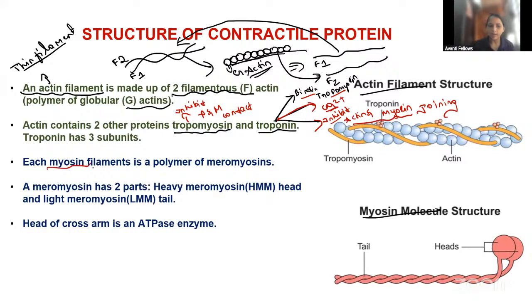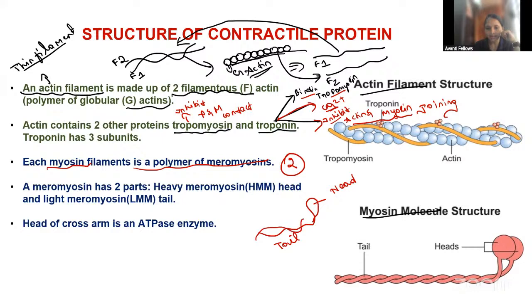Now let us talk about the myosin filament. The myosin is a polymer of meromyosin. Each myosin consists of meromyosins. How many meromyosins will be there? Two meromyosins will be there. Here in the actin filament there are two F actins, right? So here also two meromyosins will be there. And the meromyosin will look like this, like a snake with a snake head, right? So this has the head and this has the tail.